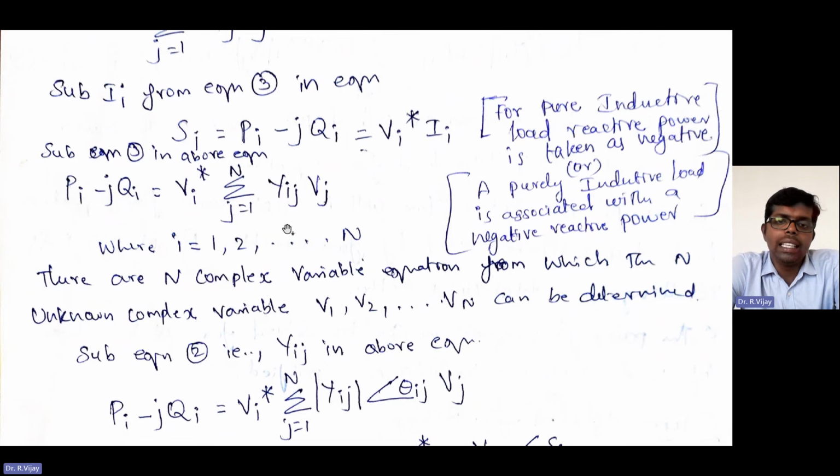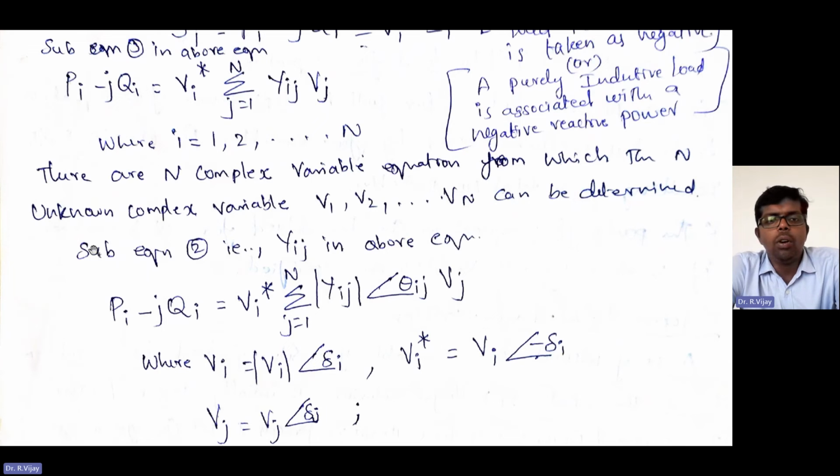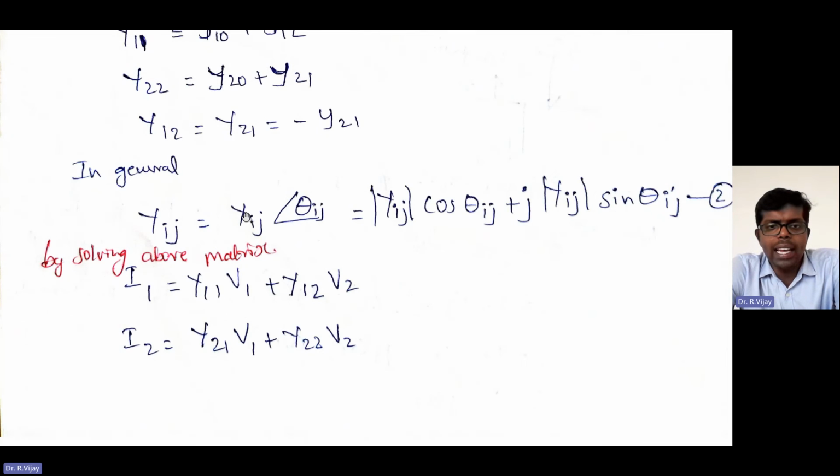There are N complex variable equations from which N complex unknown variables like V1, V2 up to Vn can be determined. So substitute equation number 2, that is Yij, in the above equation. Yij from equation number 2 is Yij into angle of theta ij, that is nothing but cos theta ij plus j sin theta ij. So if you substitute for theta ij, cos and sin will be substituted here, because the phase angle is given.